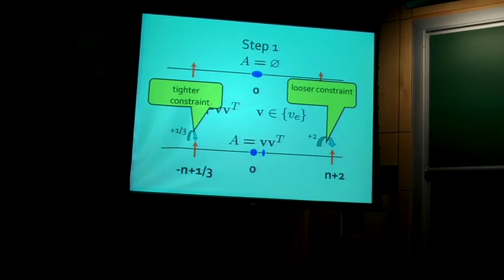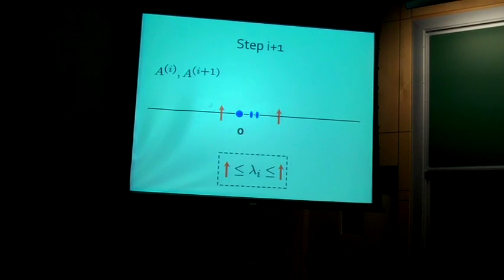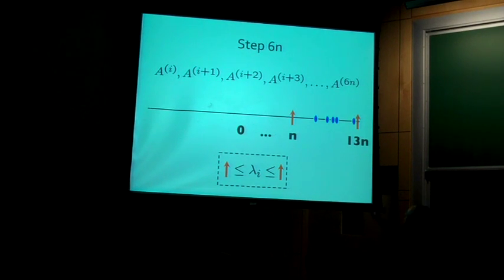So we'd like to try that proof, and if you keep going, let's see how I have this going here. If you do this for 6n steps, eventually my lower barrier would be at n, and my upper barrier would be at 13n, and hopefully all of the eigenvalues lie between the two barriers. That was our ideal argument.